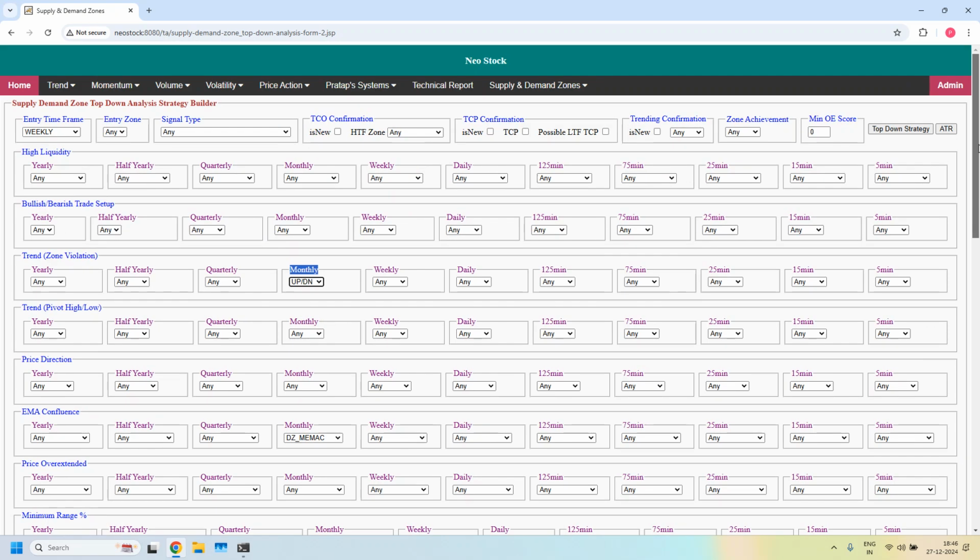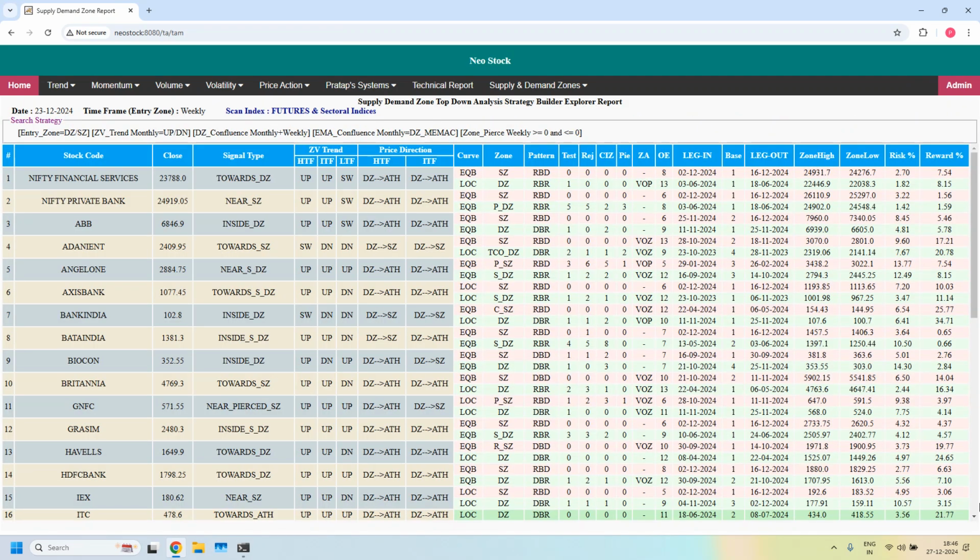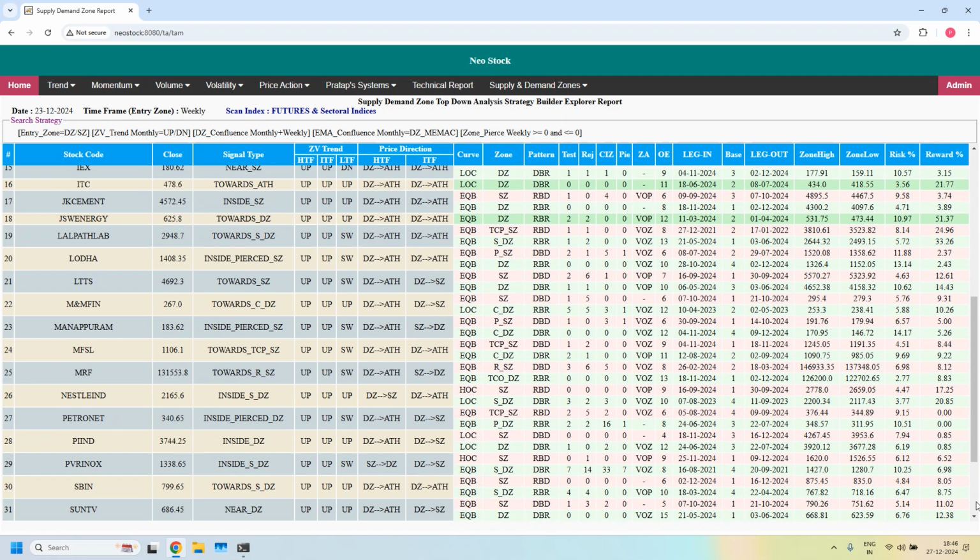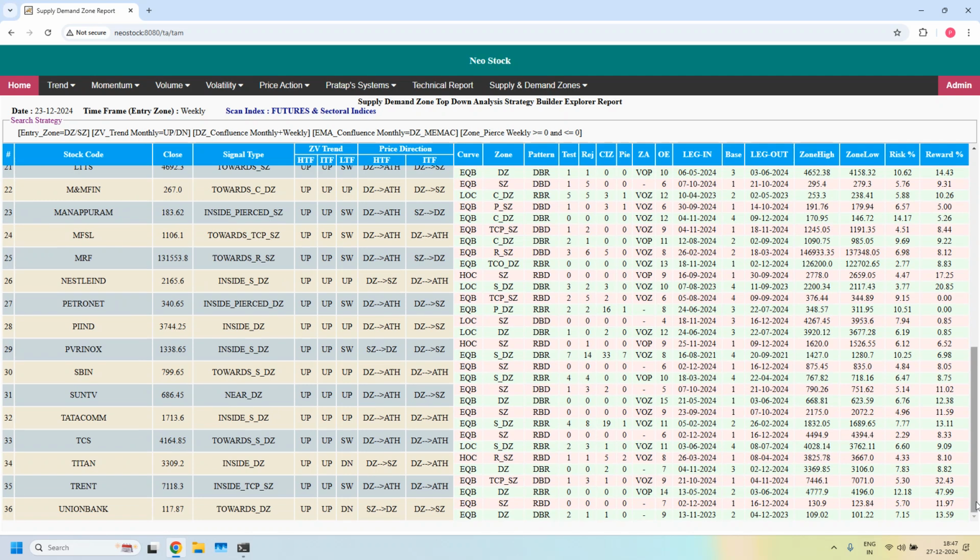With these filters, how many stocks we get? We got a big list. All these weekly demand zones are having a monthly demand zone confluence. That means weekly zone is part of the monthly zone, and monthly zone is having monthly EMA confluence. You can look into the search strategy. Always you can read this. Okay, I am scrolling the list down. So total 36 stocks are filtered.